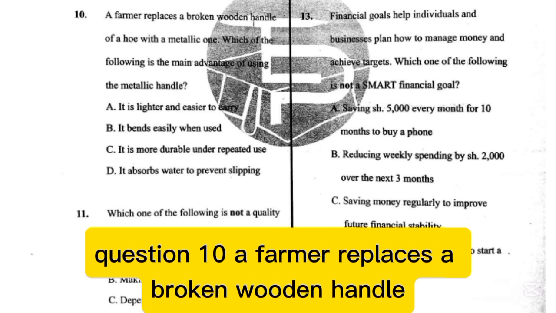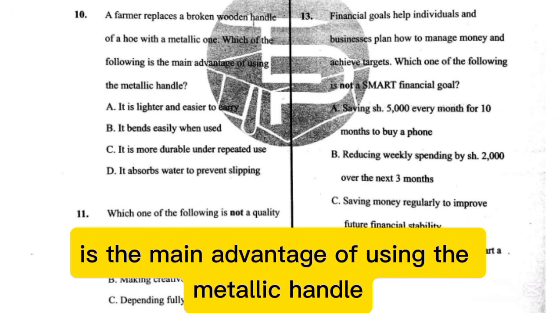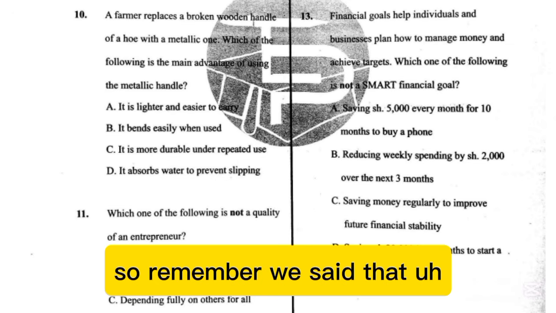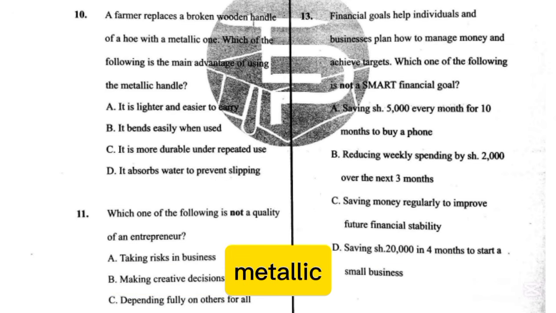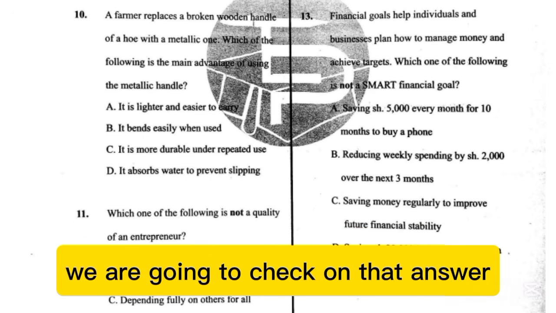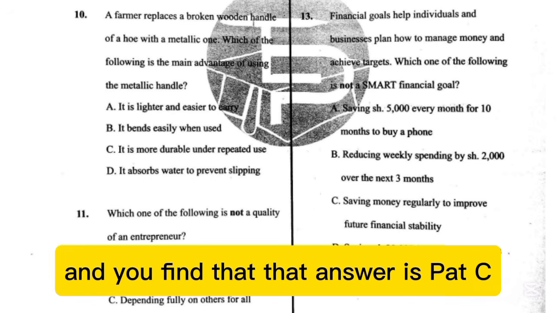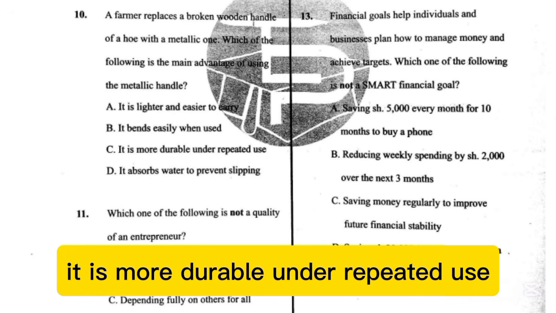Question 10. A farmer replaces a broken wooden handle of a hoe with a metallic one. Which of the following is the main advantage of using the metallic handle? Remember we said that one of the properties of a metal is that it is durable. So we are going to check on the answer that touches on durable, and you find that that answer is part C. It is more durable under repeated use.